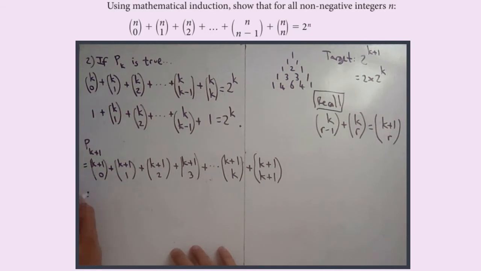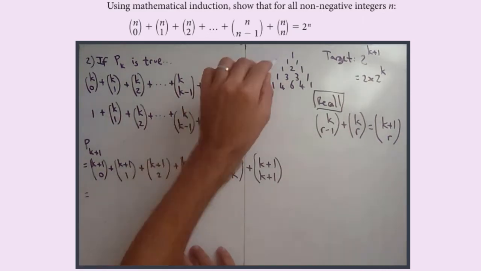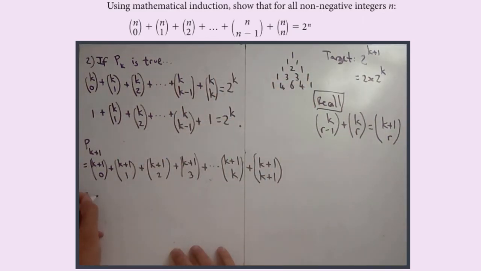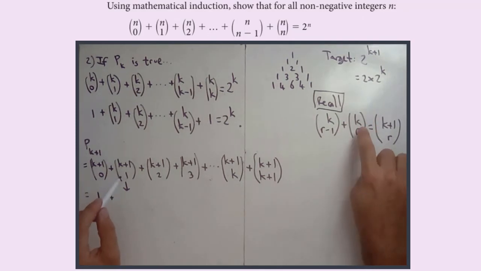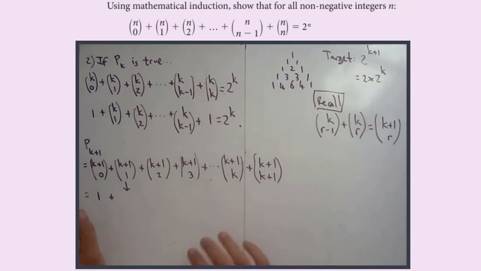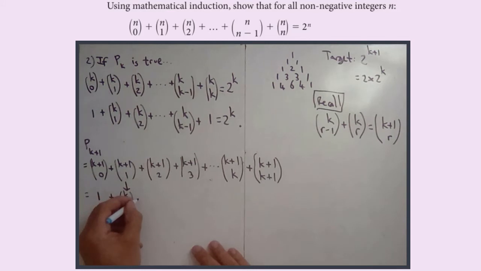So I can't do a lot with this first one, but remember I can call it 1. So (k+1)C0, but anything C0 is just 1. So that's just 1, plus. Now this one here, (k+1)C1, I can use that. (k+1)C1 is going to be kC0 plus kC1.